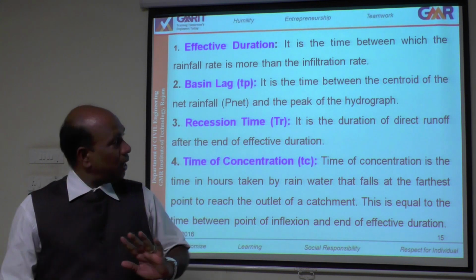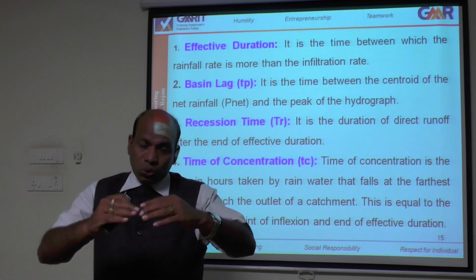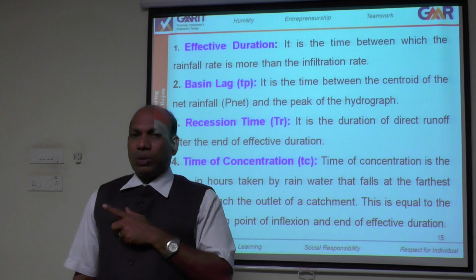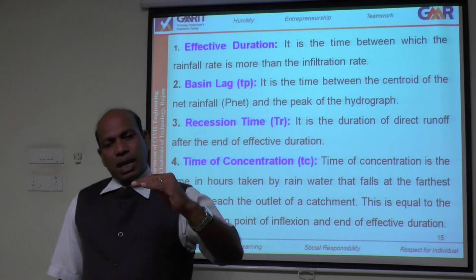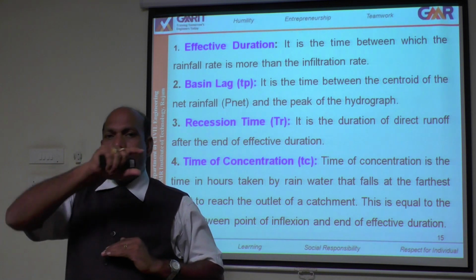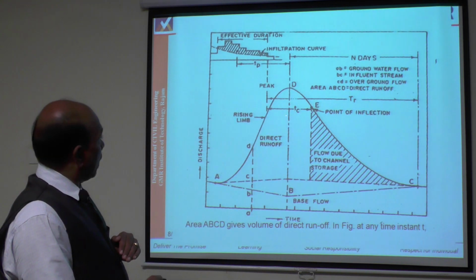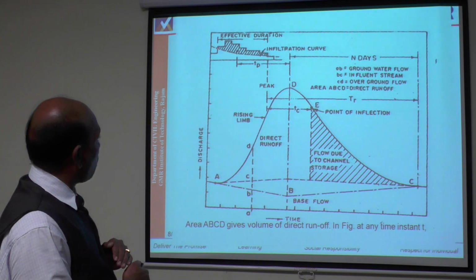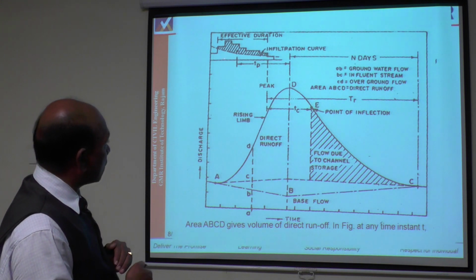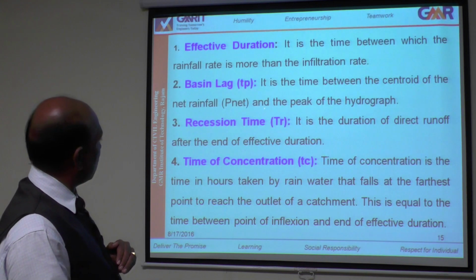Is it clear? Then the effective duration means the rainfall intensity should be more than the infiltration capacity of the soil. That time is the effective duration. For example, if the infiltration capacity is 10 mm per hour, but the rainfall intensity is 20 mm per hour, 15 mm per hour, or 19 mm per hour, all these are the effective duration. Once you see the diagram here, this is the effective duration time. From this point to this point, the rainfall intensity is more than the infiltration capacity of the soil. Therefore, this is the effective duration. Right? Another definition is the basin lag.